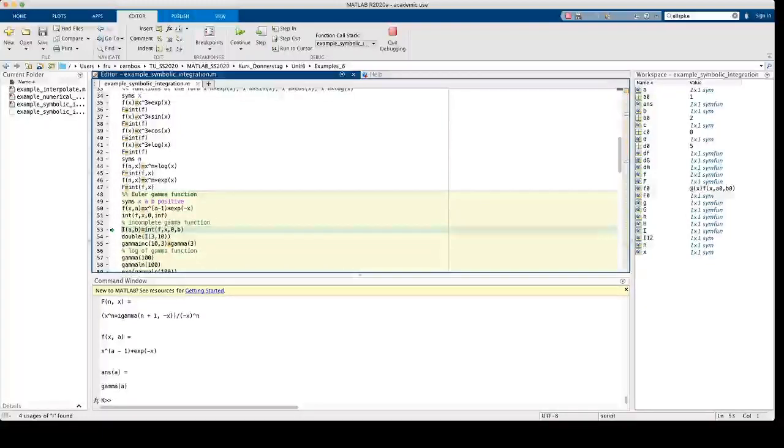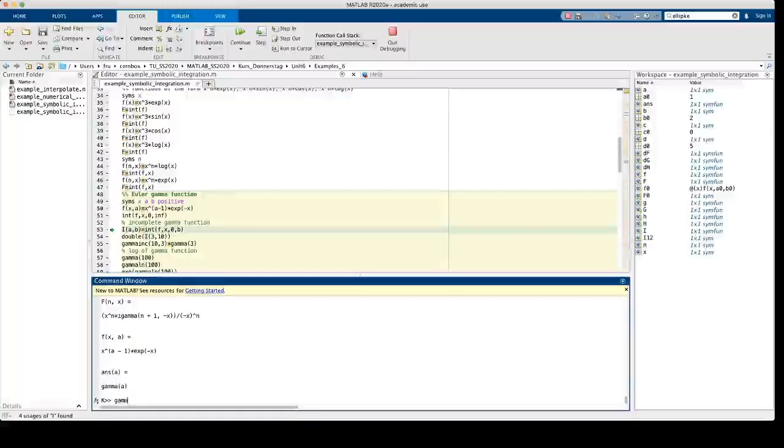For instance, I can compute gamma of 3. This is 2. Gamma of 5 is 24. Actually, if the argument is a natural number n, the value of the gamma function is n minus 1 factorial. A very important special value of the gamma function is gamma of 0.5, and that's the square root of pi.